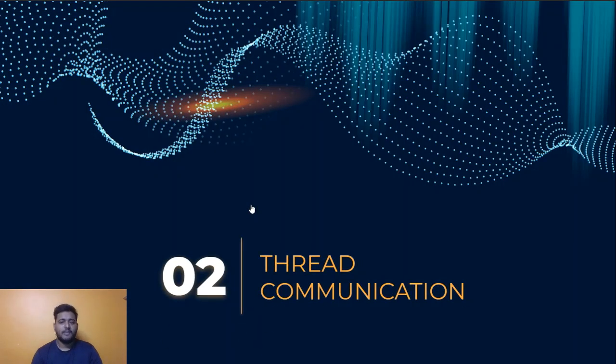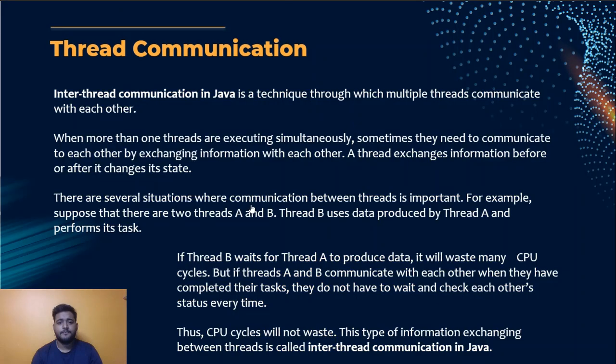Okay, now let's move to our next topic, thread communication. What is thread communication? When more than one thread are executing simultaneously, sometimes they need to communicate to each other by exchanging information with each other. A thread exchanges information before or after it changes its state. There are several situations where communication between threads is important.